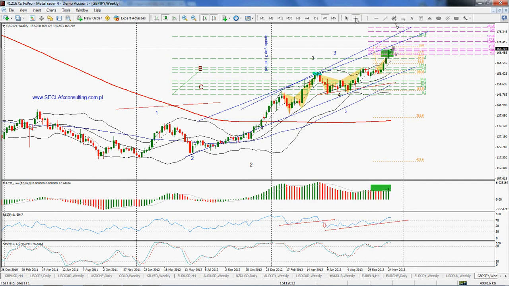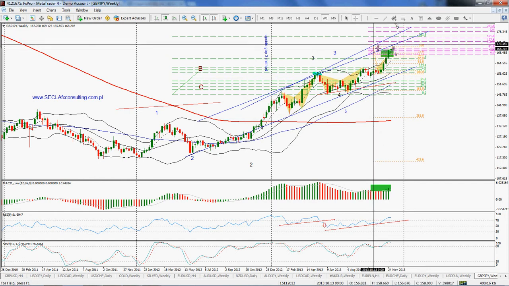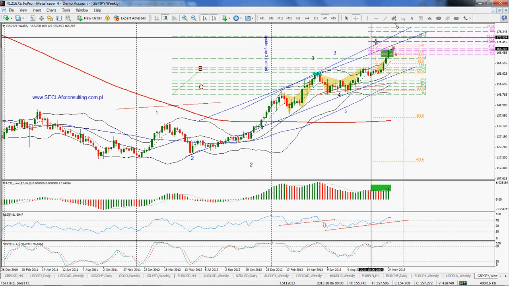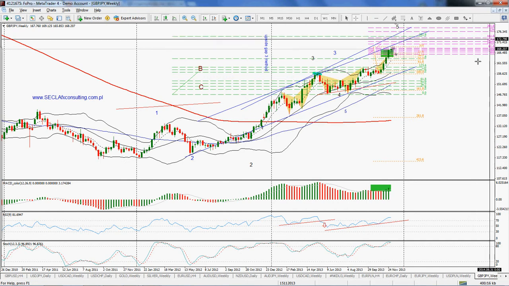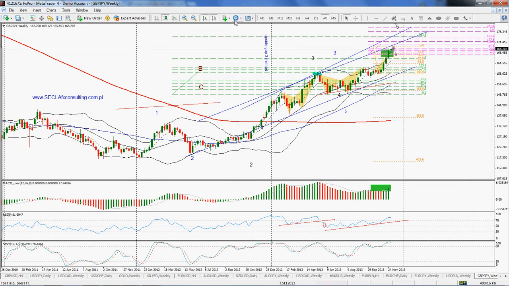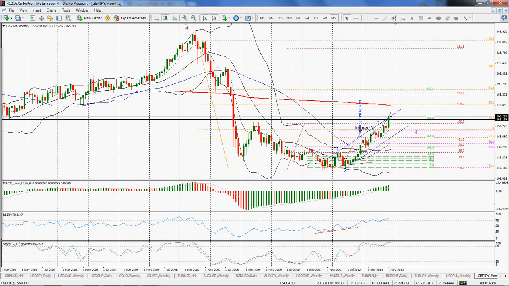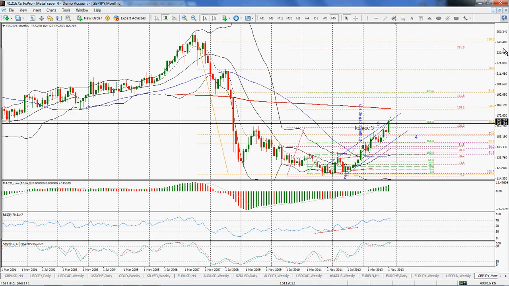This could be the fifth wave. It can be as long as the first one, or longer. Quite often 161.8, a very typical level. Good. So this is the situation on the weekly and the lower time frames. That was said last week.